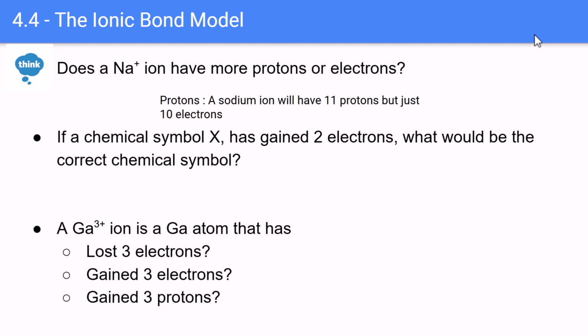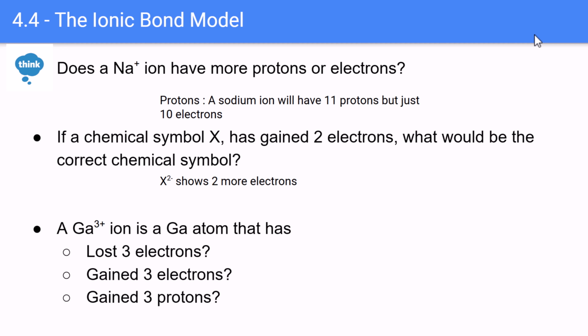If the chemical symbol X has gained 2 electrons, what would be the correct chemical symbol? Well, if it gains 2 electrons, it's going to carry a 2 minus charge. So it shows 2 more electrons, so we have X with a 2 minus on the top right-hand side. And then a Ga3 plus ion is a gallium ion that has lost 3 electrons.